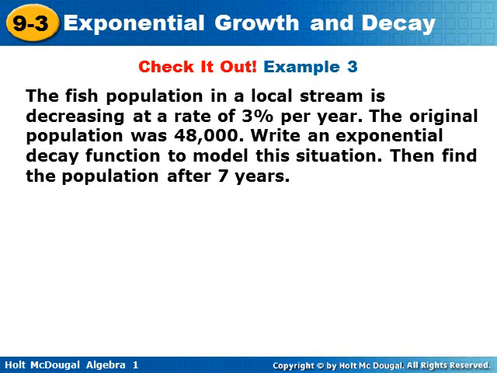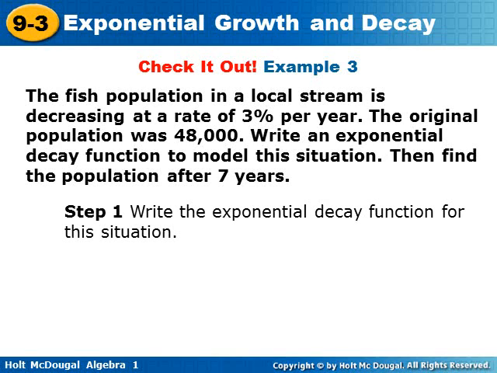The fish population in a local stream is decreasing at a rate of 3% per year. The original population was 48,000. Write an exponential decay function to model this situation, then find the population after 7 years. This one's for you to try on your own, and then you can check back for your answer.